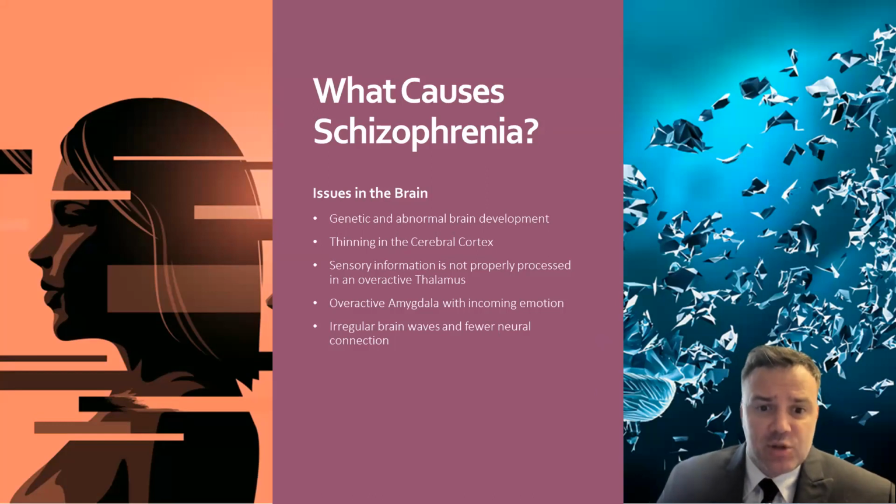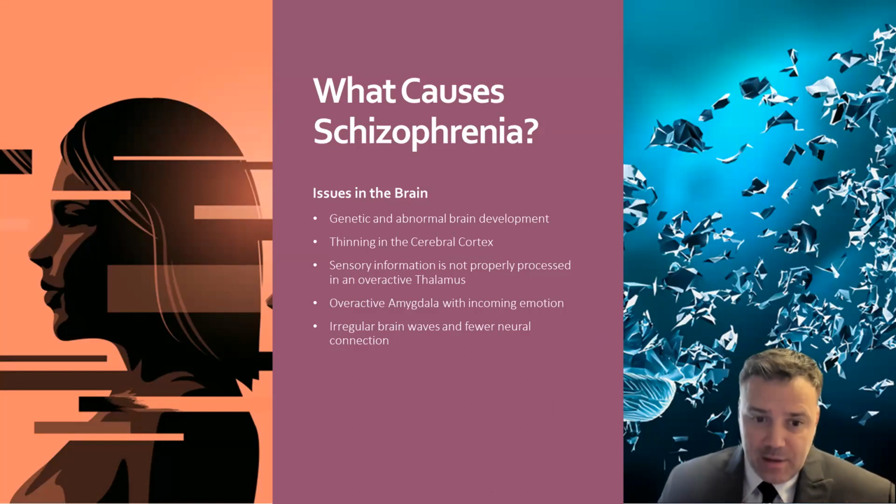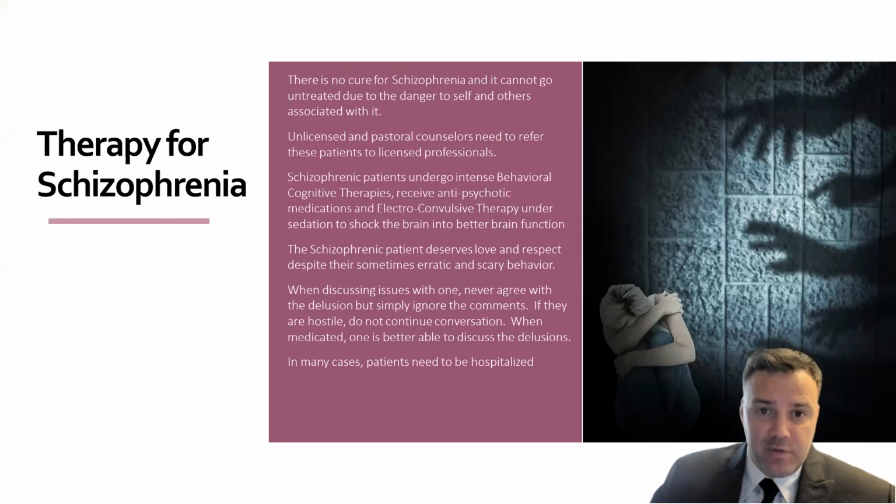Also, within the thalamus, sensory information is not being properly processed because of overactivity within that thalamus. An overactive amygdala as well takes place with incoming emotions. So the thalamus is overactive, the amygdala is overactive. There are also irregular brain waves and fewer neural connections than someone who does not have schizophrenia possesses. So the cause and root of the problem exists within the brain itself. And those are pretty much the primary causes for an individual to experience these types of visions, voices, delusions, distortions of reality itself.